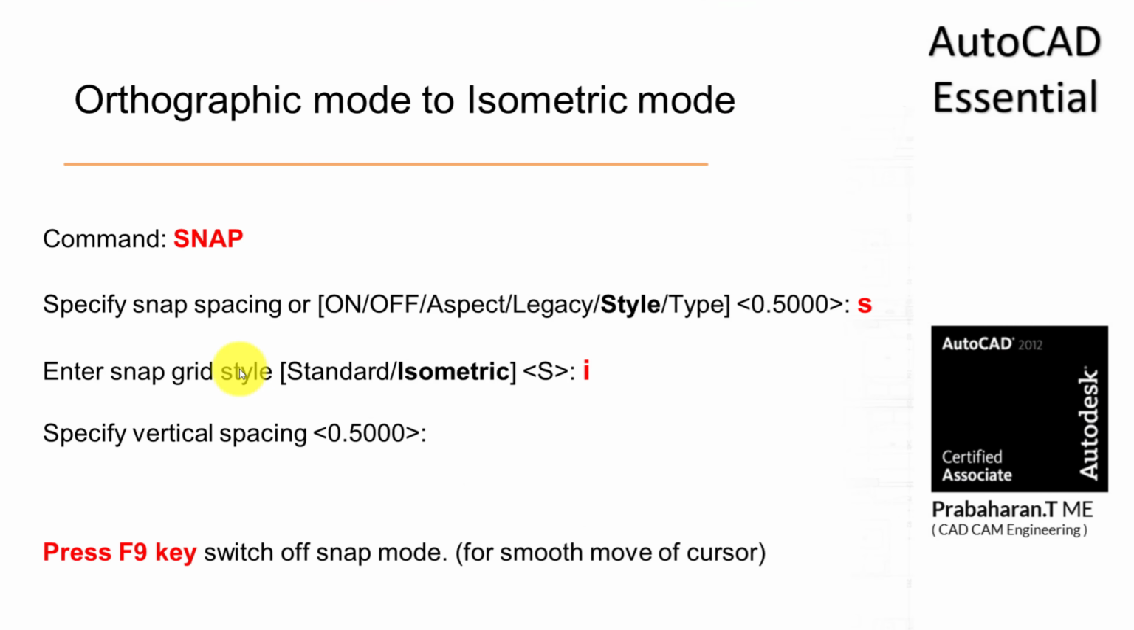So how can we enter into the isometric mode? There is a command called snap. You can choose style. If you go inside the style option, you can see standard and isometric.